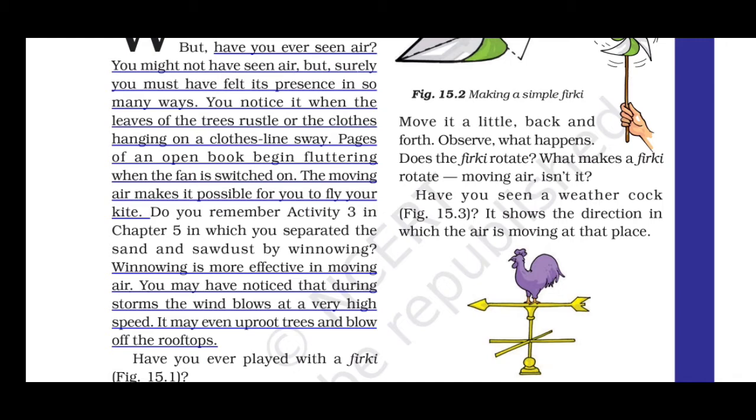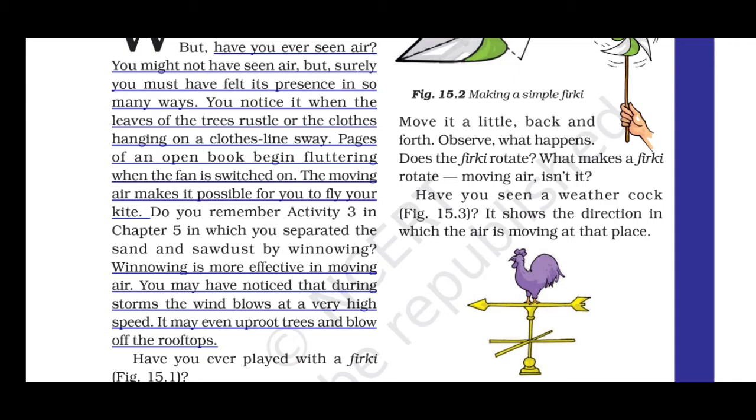Here they are asking us, have you ever seen air? No, we have never seen air. But surely you must have felt its presence in many ways. They have given some examples. You notice it when the leaves of the trees rustle or the clothes hanging on the clothesline sway. That means they move slowly when the air blows. The pages of an open book begin fluttering when the fan is switched on.